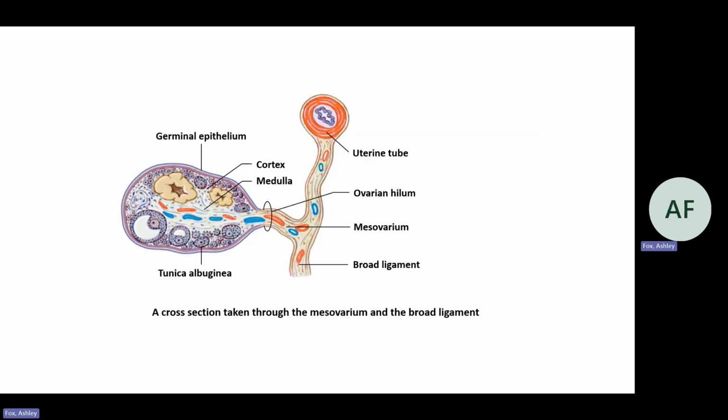So we'll look at it. Again, germinal epithelium is the outer kind of covering. Then we have the tunica albuginea. Then we have the cortex, which is going to be where all your oocytes and your follicles are. And then the inner part is going to be medulla. A lot of times that's blood supply. Then over here, you can see the uterine tube. Here you can see the mesoovarium, part of holding the ovary in place, part of the broad ligament, you can see there.